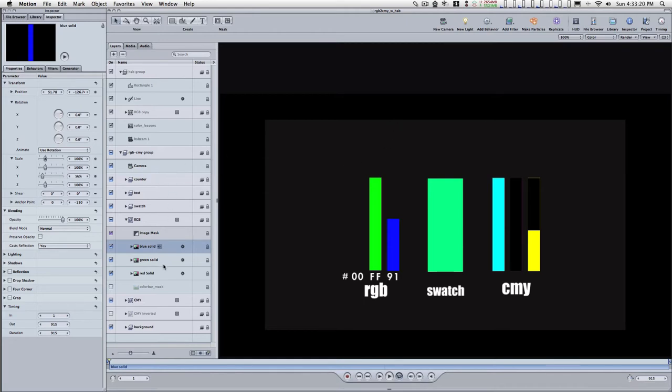If I dial down the green a little bit, then the overall brightness is determined by whichever one of these elements has the maximum setting. And if I start to dial in the red, then I'm changing the saturation. You'll notice this moving more towards gray.